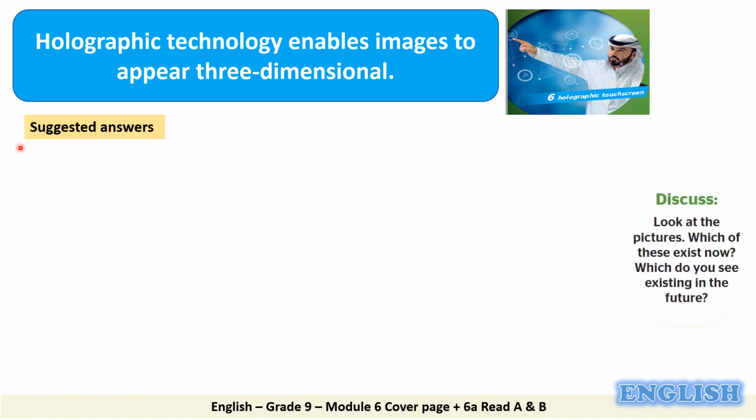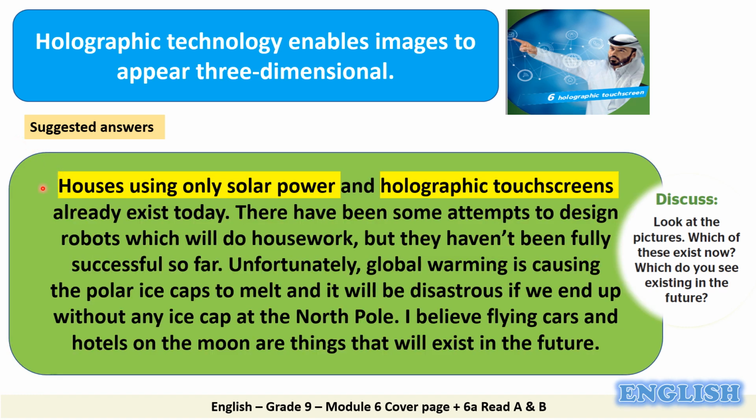Let's have a look at the suggested answers. Houses using only solar power and holographic touchscreens already exist today. There have been some attempts to design robots which will do housework, but they haven't been fully successful so far. Unfortunately, global warming is causing the polar ice caps to melt, and it will be disastrous if we end up without any ice cap at the North Pole. I believe flying cars and hotels on the moon are things that will exist in the future.